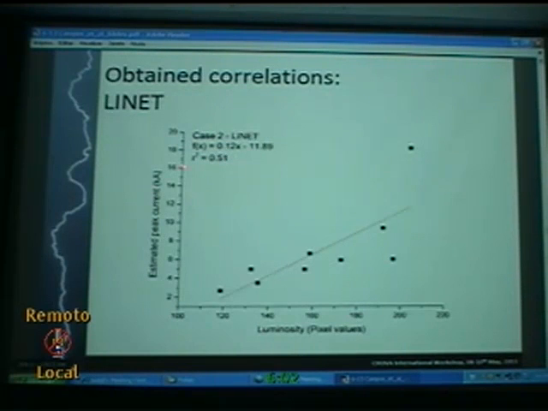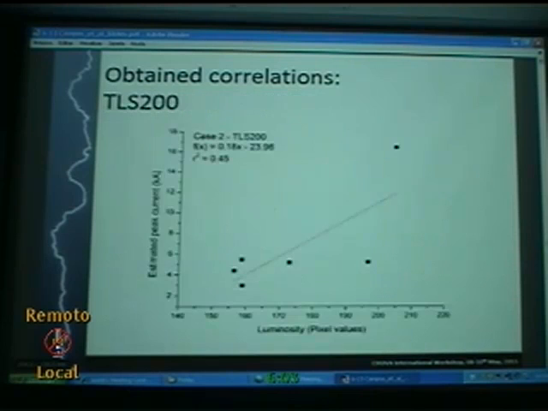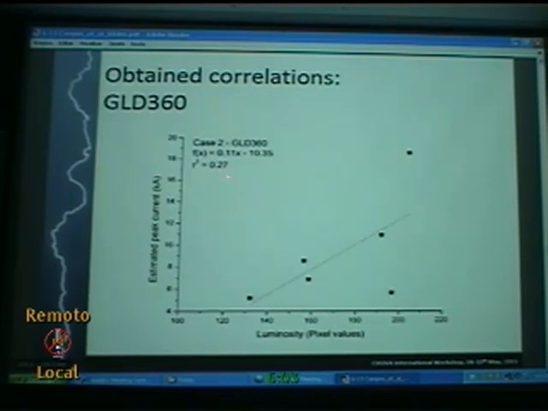If you go to LINET, the R squared drops a little to 0.51. We can see, to the eye, they look very similar with this outlier, the more intense stroke, a bit far away from the main curve. But when you go to the other networks, TLS 200, the R squared falls a little further to 0.45. And we can see there's some spreading over here that is pretty far from the adjusted curve. And when we go to GLD 360, things get even worse, and the R squared drops to 0.27.